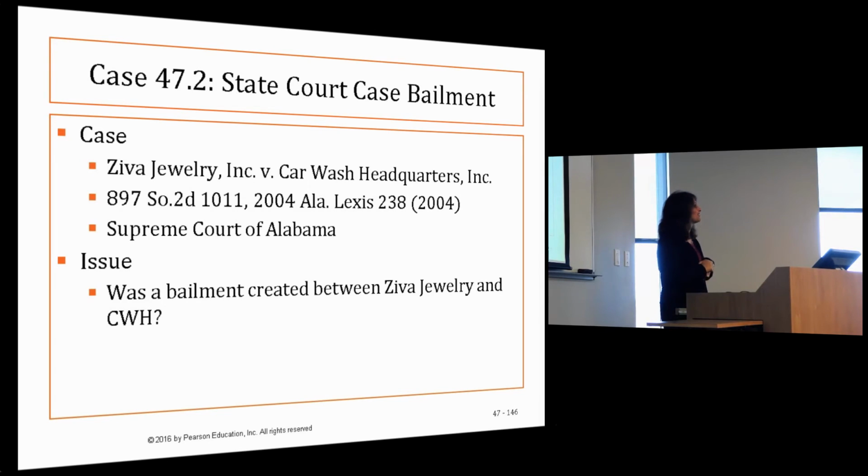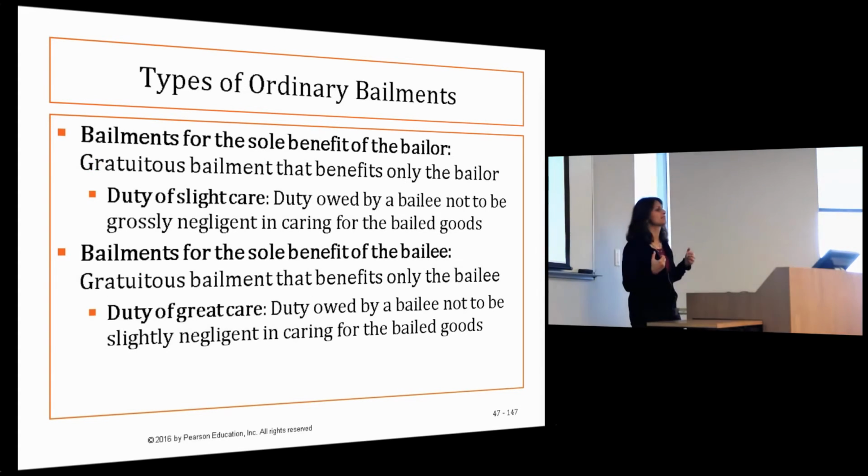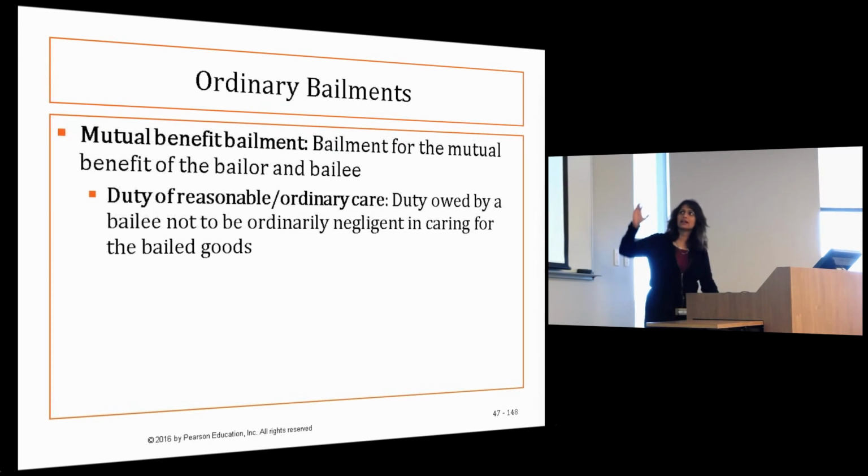So, bailments. Well, you've got a bailor and you've got a bailee. And so far, the examples that I've given you, car washes and dry cleaners and valet parking, are really examples of, let me just go to the next slide, a mutual bailment, right?